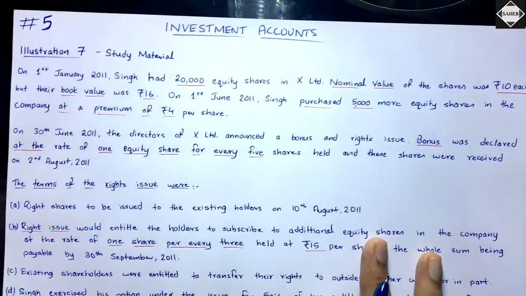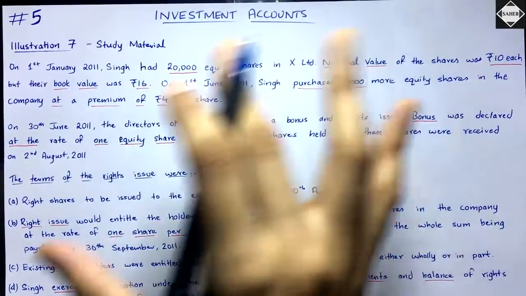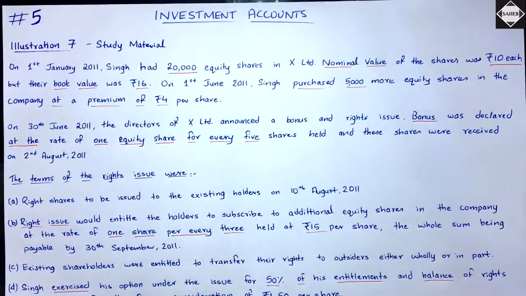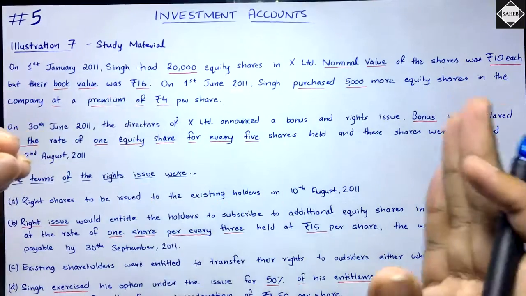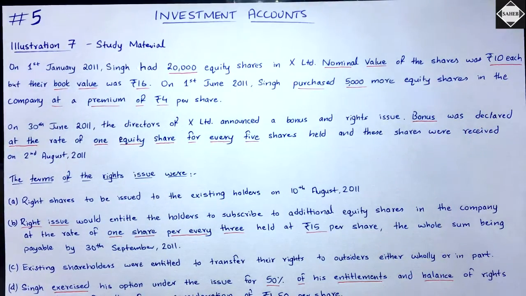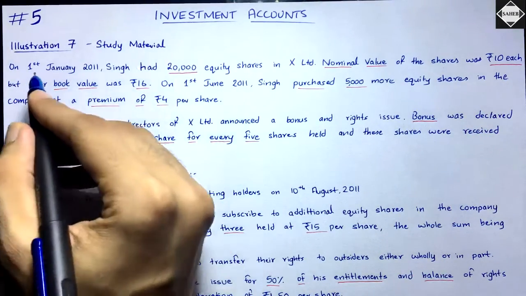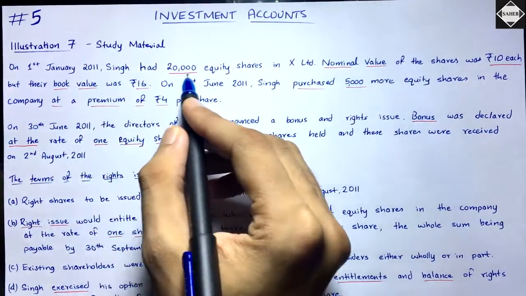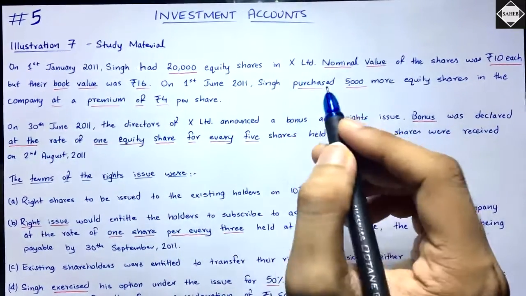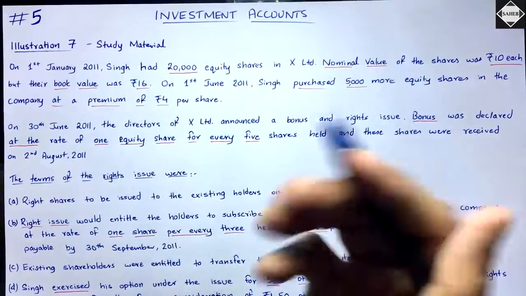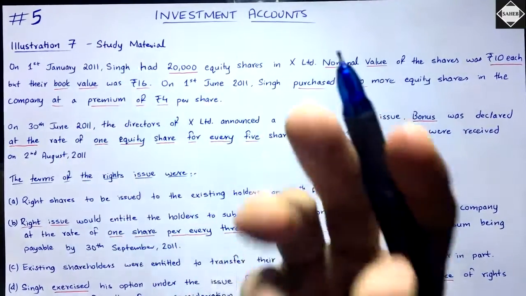Let's understand this question. Here we have the question, let's go through it once. Let's try to understand what is happening over here and in which sequence it is happening. That's the most important part. So on 1st January 2011, Singh had 20,000 equity shares in X Limited. Now here, who is the investor? Mr. Singh is the investor. Here the investor is a person.